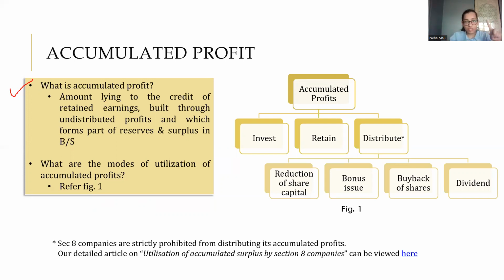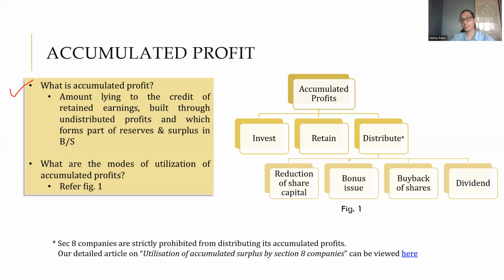Now, the modes are, first of all, to invest the same. For example, there may be lucrative schemes available, so the company may consider using its accumulated profit and investing in the said schemes so as to earn good returns. Or if there are some projects which the company needs to fund, or some working capital requirements, then the company can also consider retaining its accumulated profit in the business. And the third mode of utilization is to distribute the same to its shareholders. As I already mentioned, the company can opt for any permutation or combination when it comes to utilization of its accumulated profits.